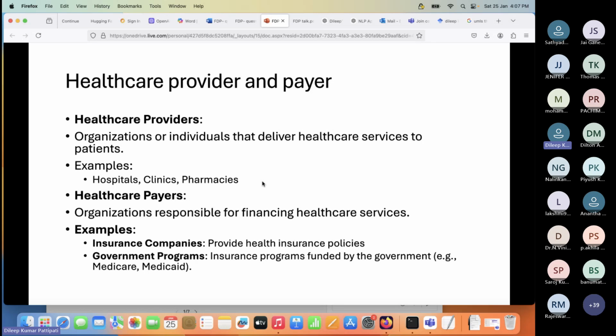Nowadays healthcare insurance is the typical way, because the costs have become very high, so people are all going for insurance. So once the insurance is available, the one who is paying is called the healthcare payer. Insurance companies are an example. There are certain government programs also, Medicare and Medicaid. These are US healthcare programs. If you are a US citizen and you pay tax for many years, I think 10 or 20 years, you are eligible for those government programs, and the government will take care of your health. So these are called providers and payers.